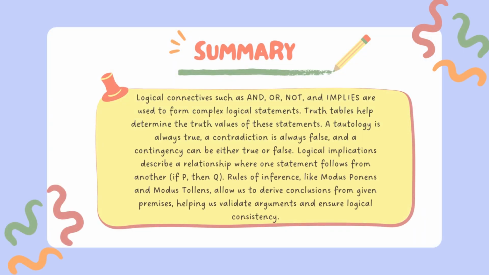In summary, logical connectives such as and, or, not, and implies are used to form complex logical statements. Truth tables help determine the truth value of these statements. A tautology is always true, a contradiction is always false, and a contingency can be either true or false. Logical implications describe a relationship where one statement follows from another: if P, then Q. Rules of inference like modus ponens and modus tollens allow us to derive conclusions from given premises, helping us to validate arguments and ensure logical consistency.